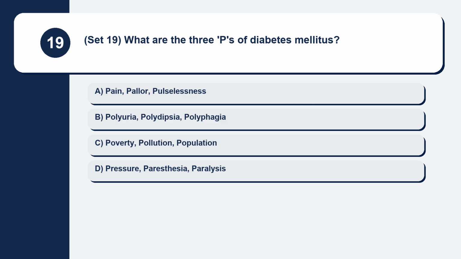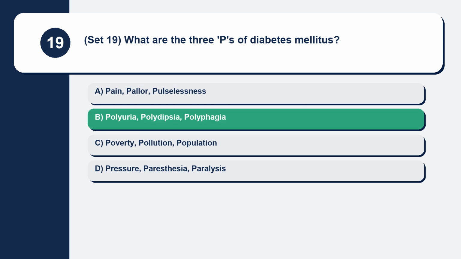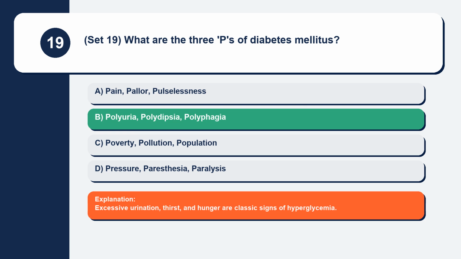Question 19. Set 19. What are the 3 P's of diabetes mellitus? Pain, pallor, pulselessness. Polyuria, polydipsia, polyphagia. Poverty, pollution, population. Pressure, paresthesia, paralysis. Excessive urination, thirst, and hunger are classic signs of hyperglycemia.